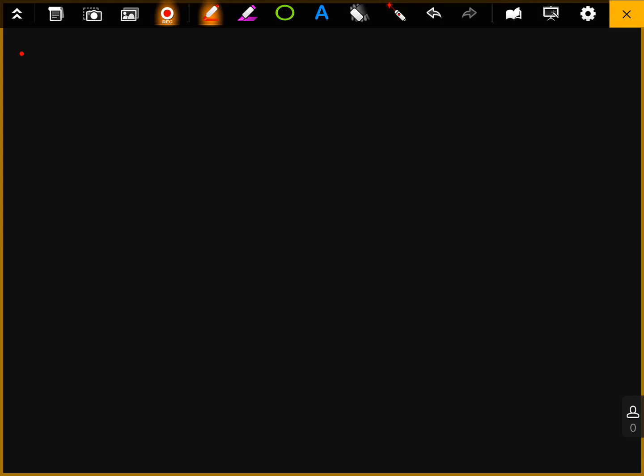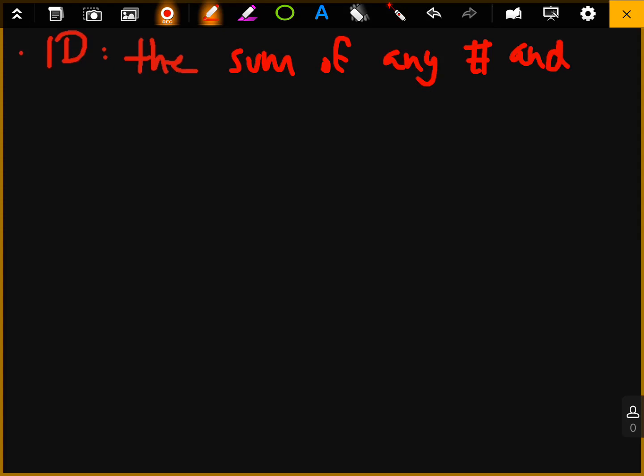But we're moving on. The next one is called the identity property. I just call it the ID property. This is also for addition and multiplication. Basically it says, for addition, the sum, because you're adding, of any number and 0 is that same number.